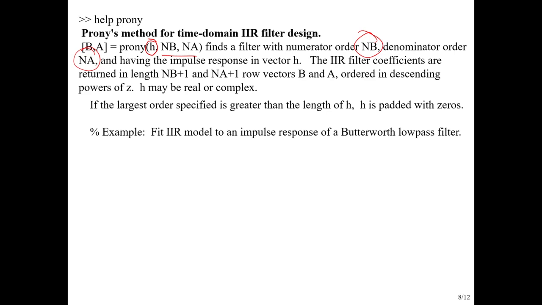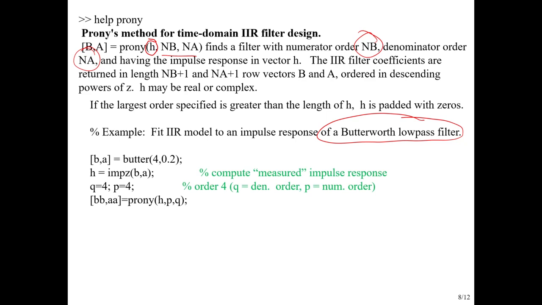Here's an example. I'm going to fit an IIR model to the impulse response of a Butterworth low-pass filter. So here we know exactly what it is that we're trying to model. So I run the Butterworth design. Gives me a discrete time filter. There's its actual coefficients. And now, instead of using a swept sinusoid to measure this, I'm going to just use the MATLAB command impz.